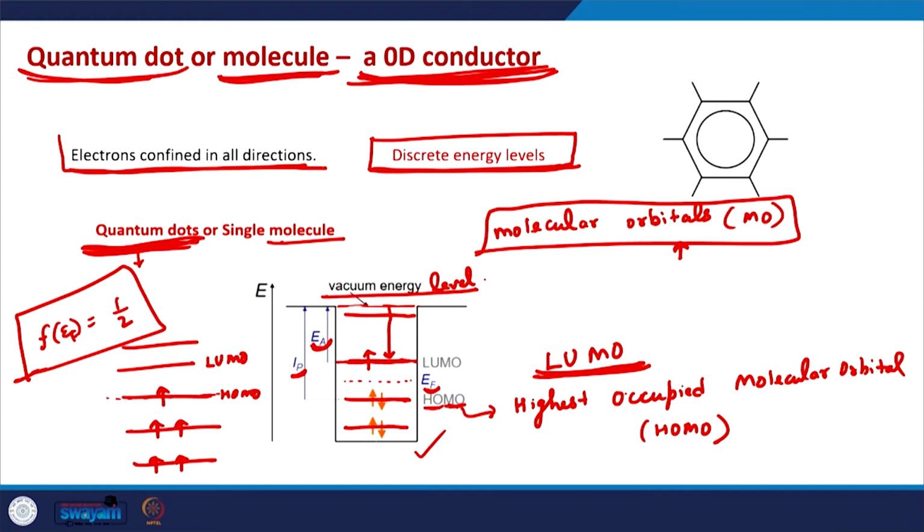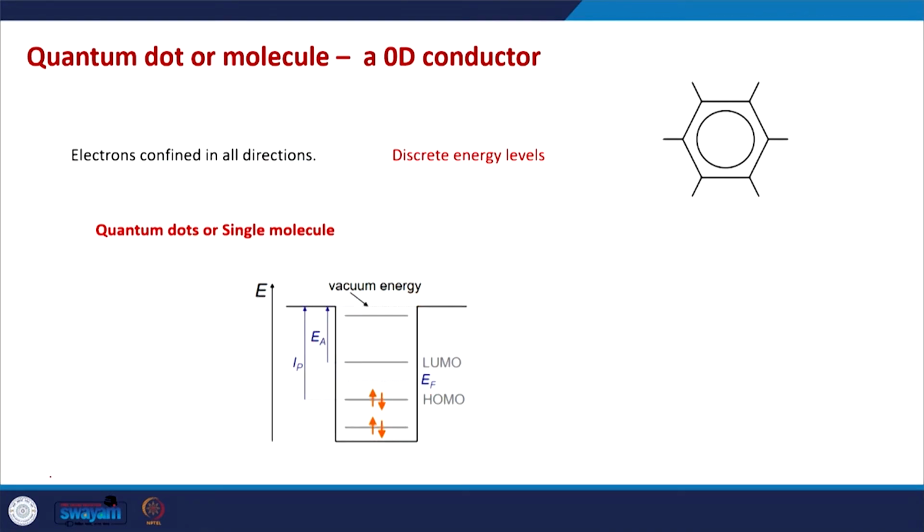Okay. So, these are some basic terms, the notion of highest occupied molecular orbital and lowest unoccupied molecular orbital. And if you give careful consideration, LUMO is like the bottom of the conduction band and HOMO is like the top of the valence band in a bulk material. So, these are analogous ideas. So, this is a very brief introduction to quantum dots.